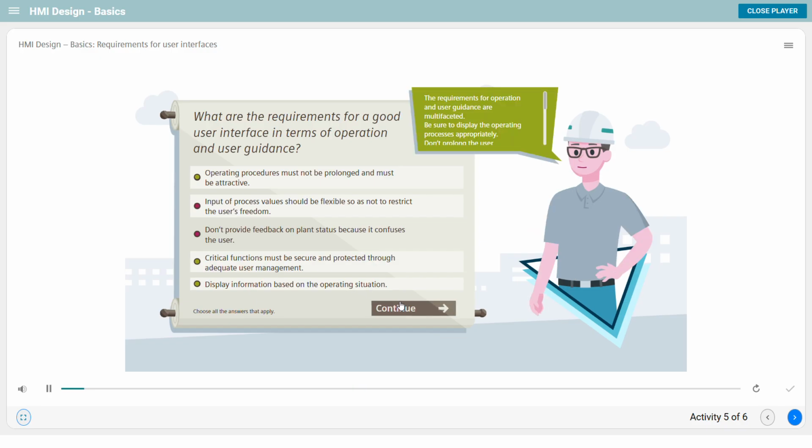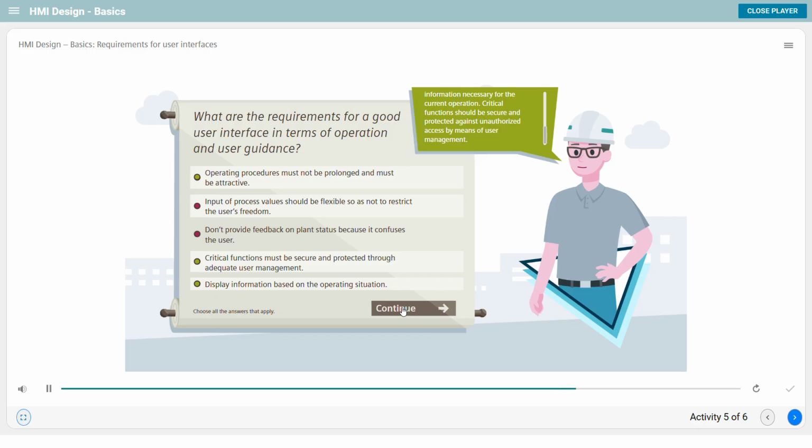The requirements for operation and user guidance are multifaceted. Be sure to display the operating processes appropriately. Don't prolong the user unnecessarily. Make the process intuitive. Prevent wrong inputs and provide support in the event of an error. Supply only the amount of information necessary for the current operation. Critical functions should be secure and protected against unauthorized access by means of user management.